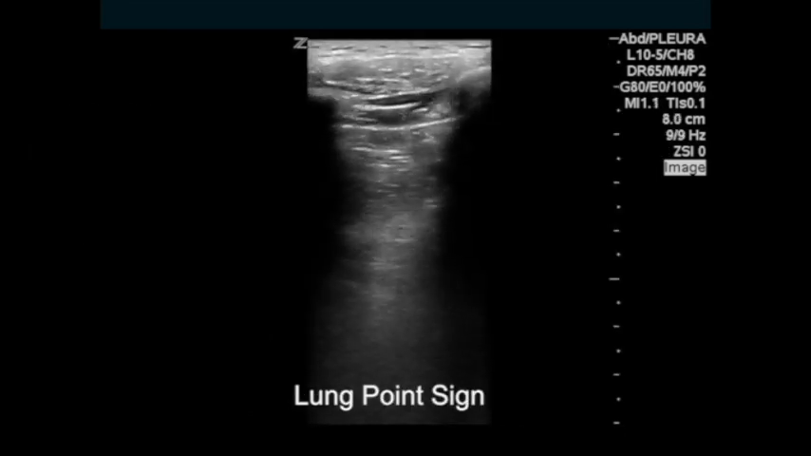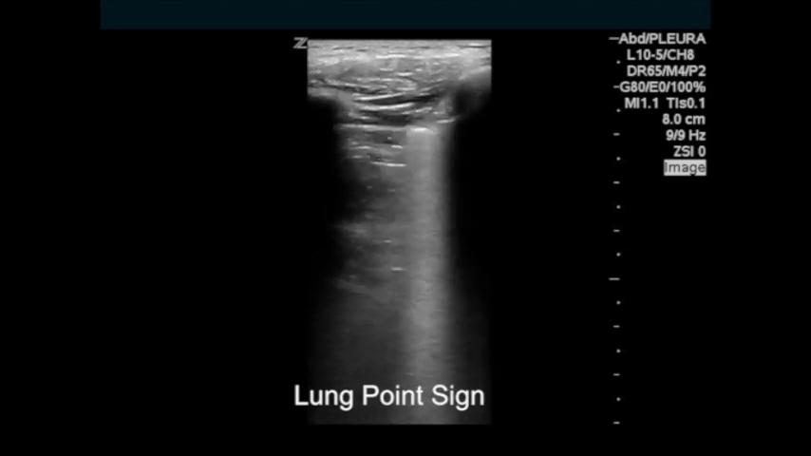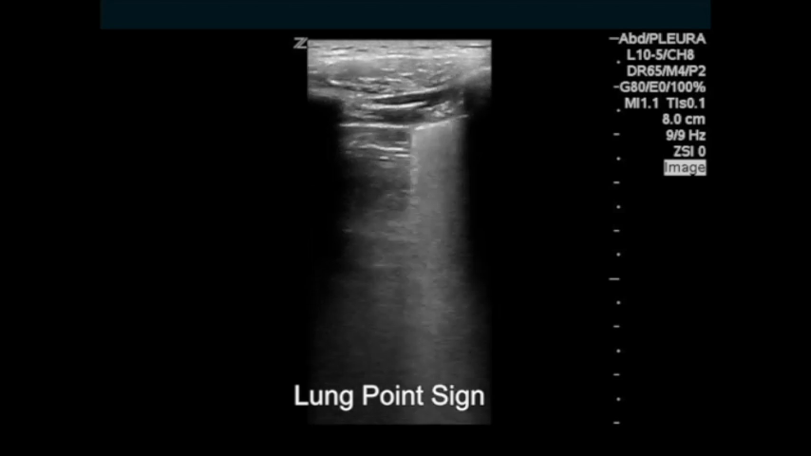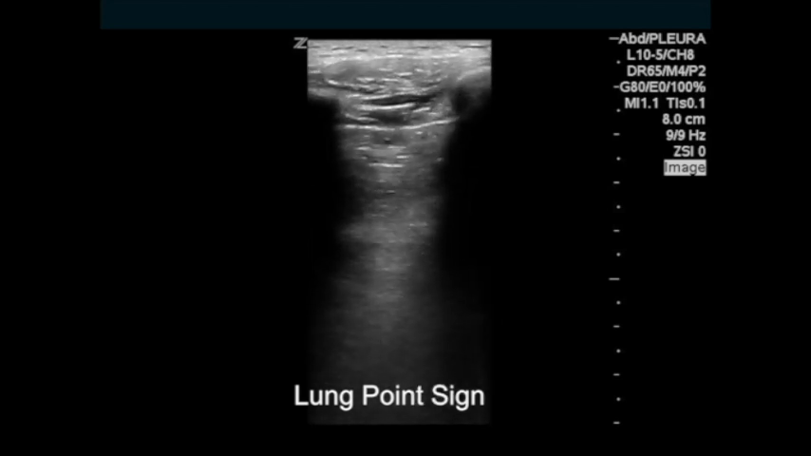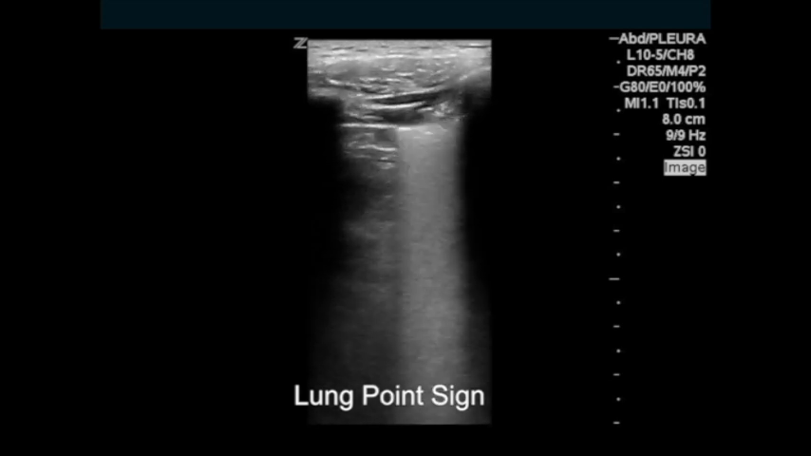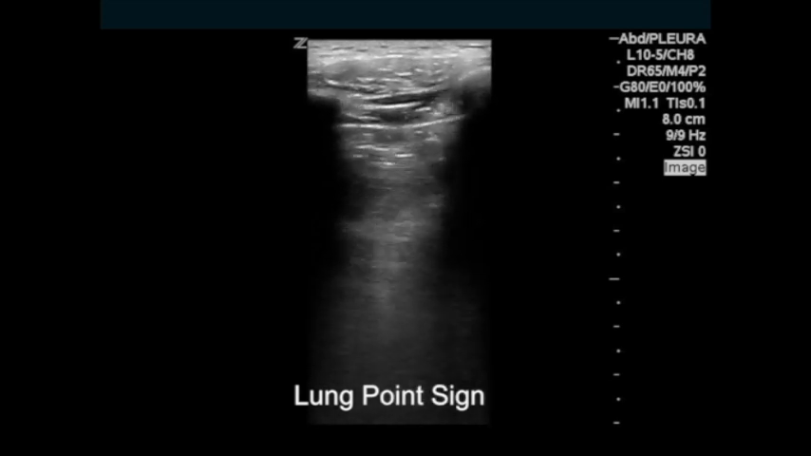Absent pleural sliding should prompt additional views looking for a transition point between an area of moving and non-moving lung. This transition is called the lung point sign and represents the transition between normally expanded lung and collapsed lung. This sign is 100% diagnostic of a pneumothorax.